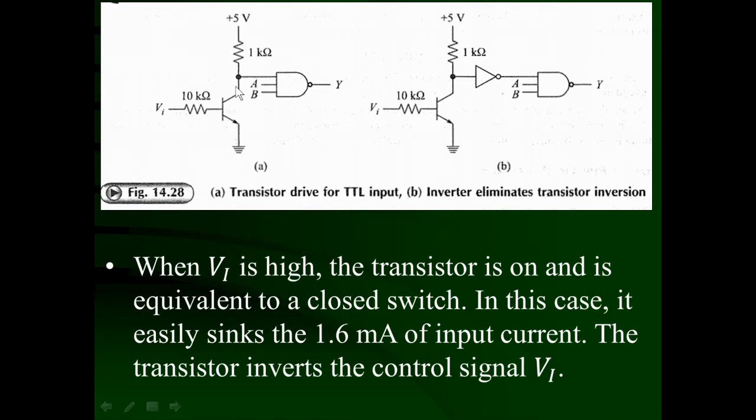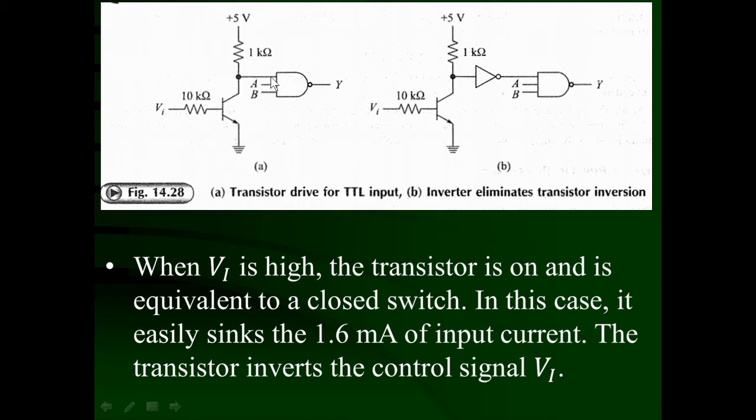Like in figure A, you can see that this transistor is acting like a switch, or it is working as an inverter switch, a NOT gate. When the input is low, the transistor is off, and the output of this transistor is going to be high. That is, the input of the TTL is going to be high. When the input is high, the transistor is a closed switch, and collector emitter current is passing.